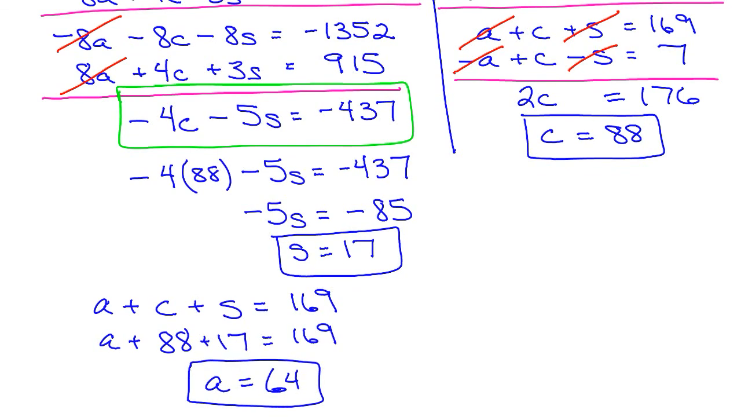Double check the reasonableness of your answer. Since this is an actual application with tickets, you know that the number of tickets sold can't be negative, and none of our answers are negative. And they also have to be positive integers. You can't sell a half a ticket. So all three of our answers check on that front, and so this is a good answer.